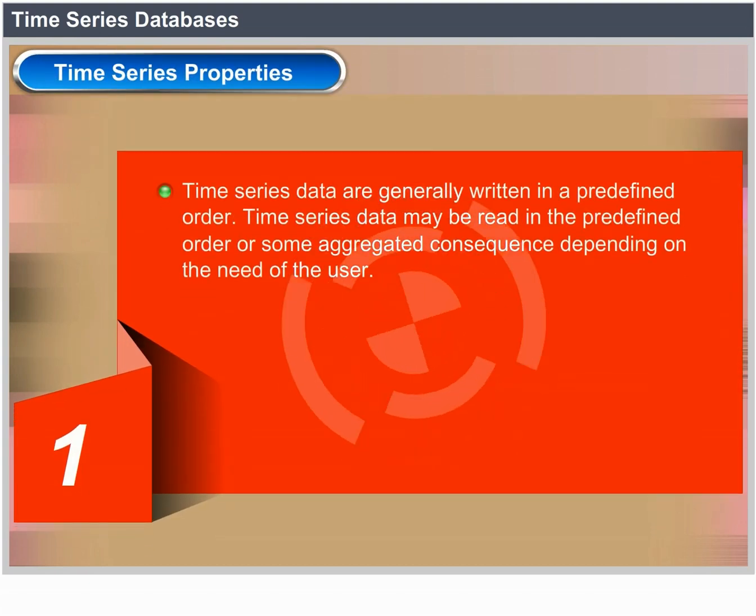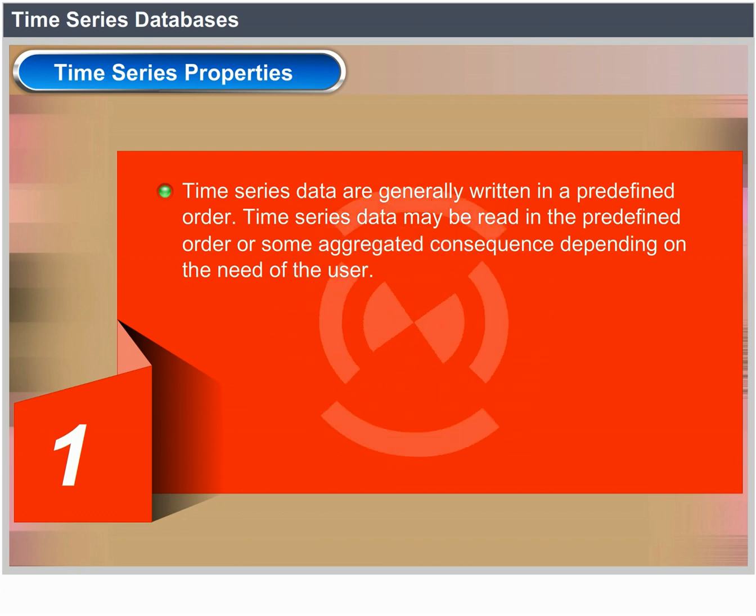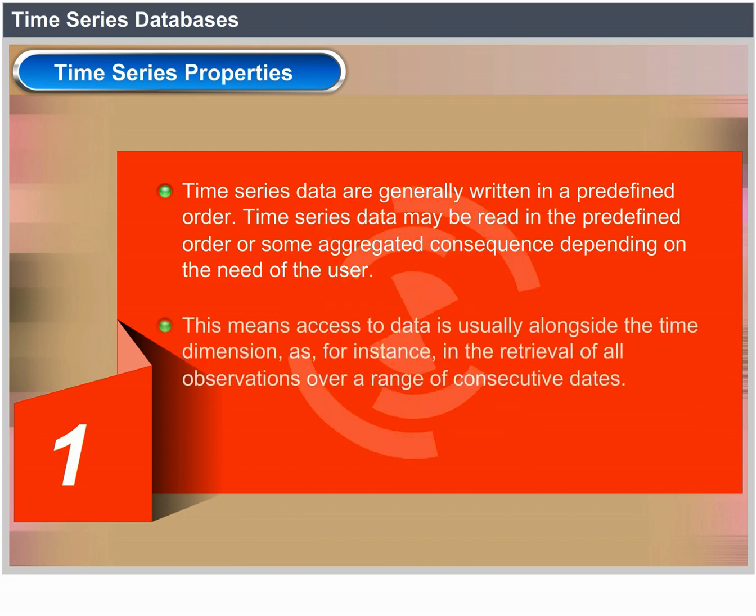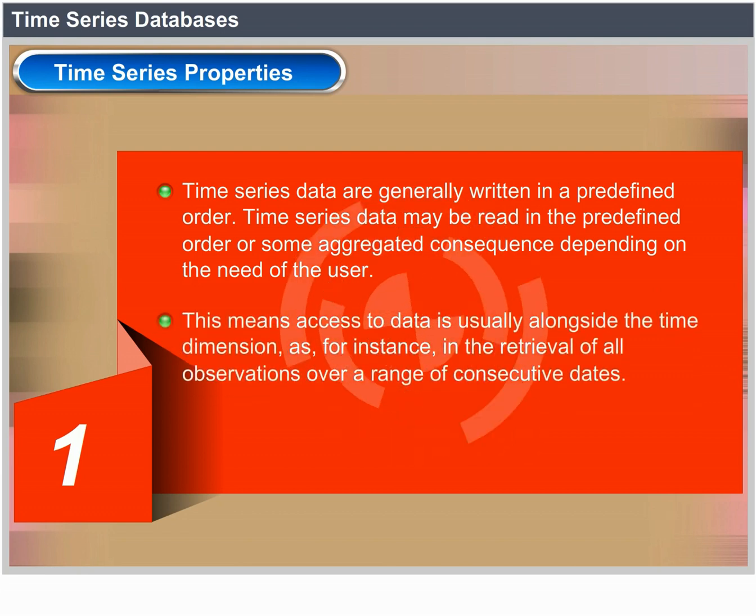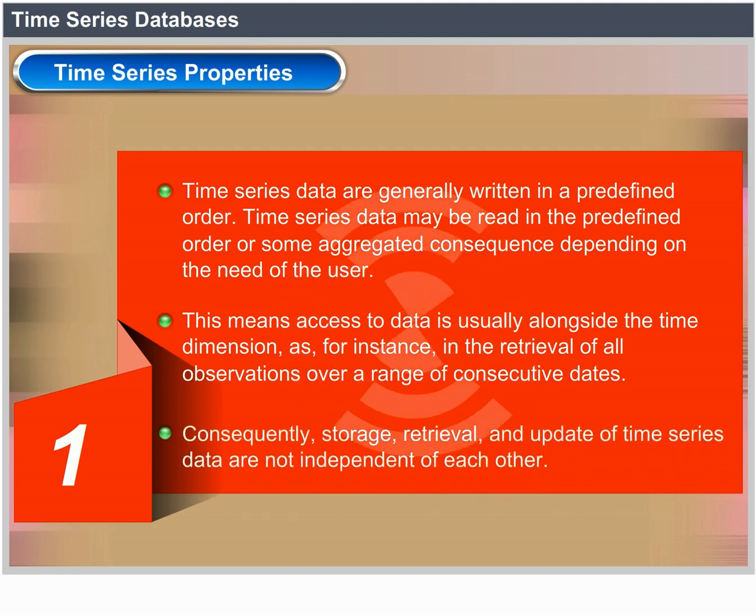Time series data are generally written in a predefined order. Time series data may be read in the predefined order or some aggregated consequence based on the need of the user. This means access to data is usually alongside the time dimension, as for instance in the retrieval of all observations over a range of consecutive dates. Consequently, storage, retrieval, and update of time series data are not independent of each other.